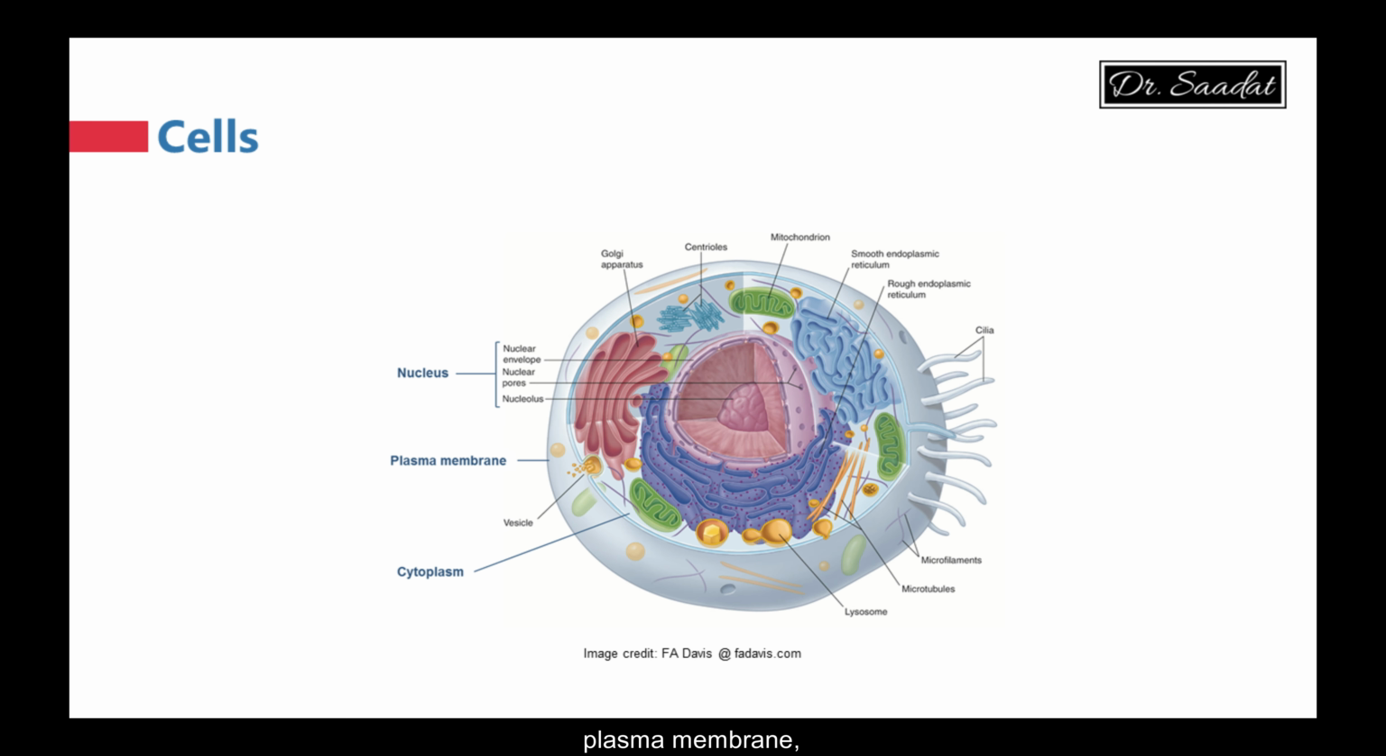1. Plasma membrane, the outermost layer of the cell, also known as the cell membrane. It acts like a gatekeeper, controlling what enters and leaves the cell. 2. Nucleus, the control center of the cell. It contains the cell's genetic information. 3. Cytoplasm, the jelly-like substance that fills the cell and suspends all of the other organelles.